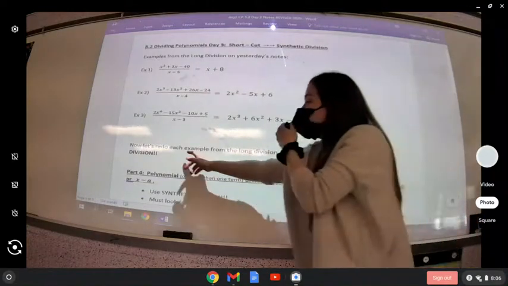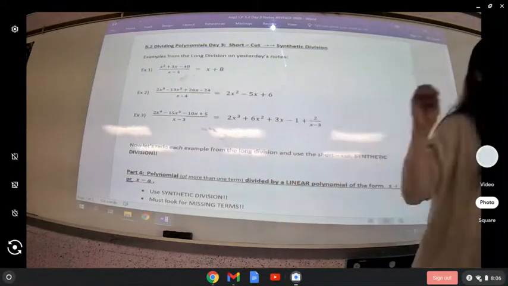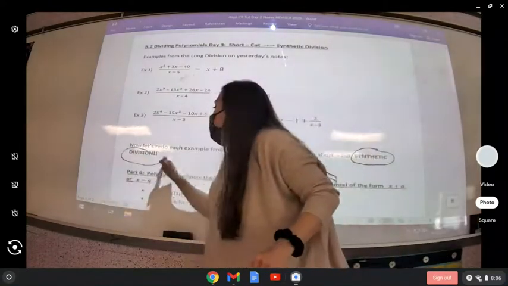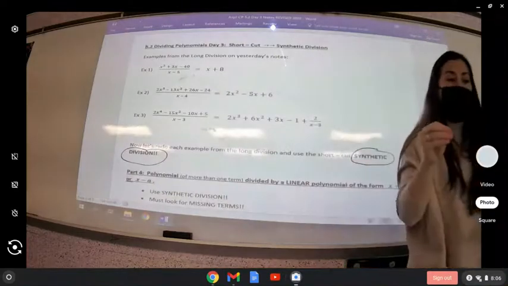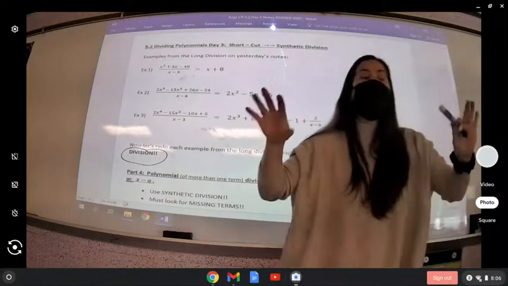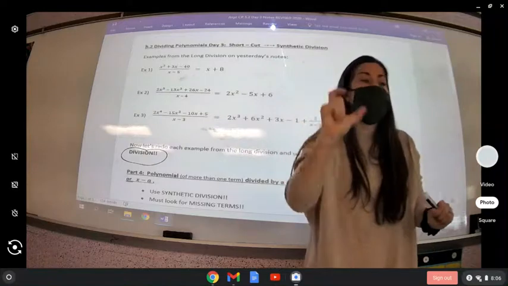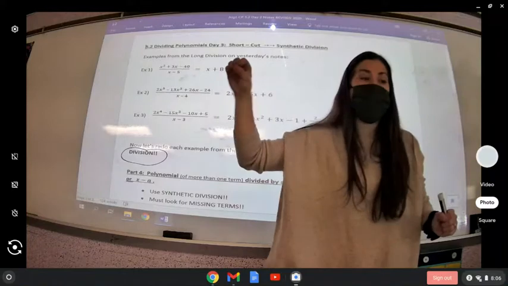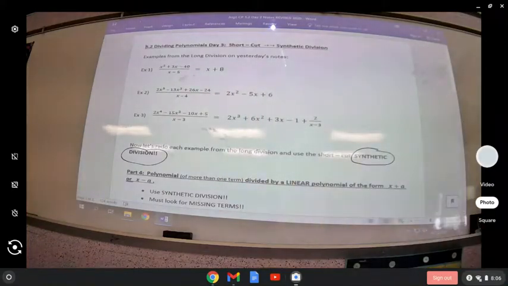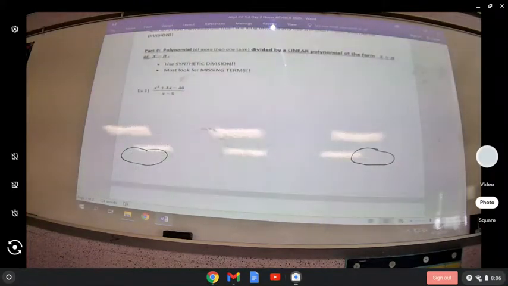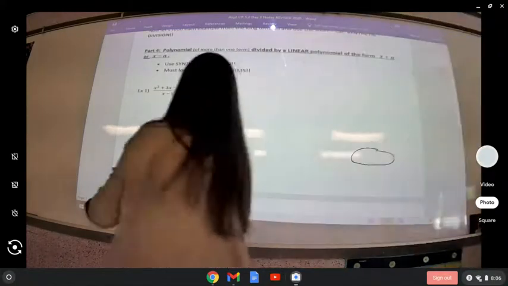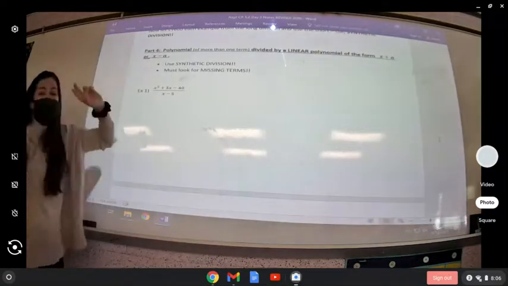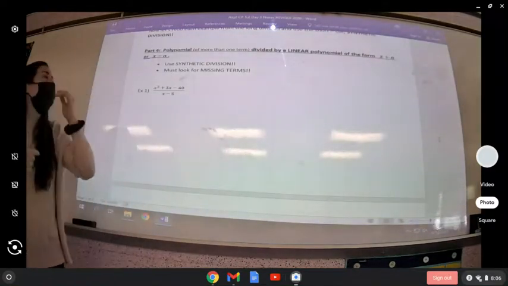All right, so let's redo each example using the shortcut, which is called synthetic division. Synthetic division is the shortcut to long division. But guys, it's only a shortcut to some of the problems. Some of the problems still have to be done by long division. Okay, so I call this part 4. This is the 4th type of polynomial division.